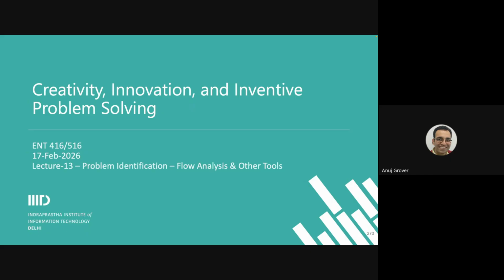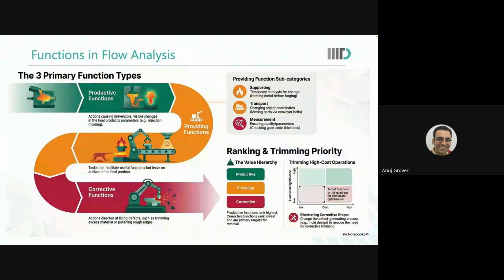So, what were we doing in the last class? Flow analysis. We did a flow analysis of the RPM process, and we looked at different kinds of functions when it comes to processes, and we then looked at how to analyze a flow. So what are the kinds of functions that we have in a flow analysis?